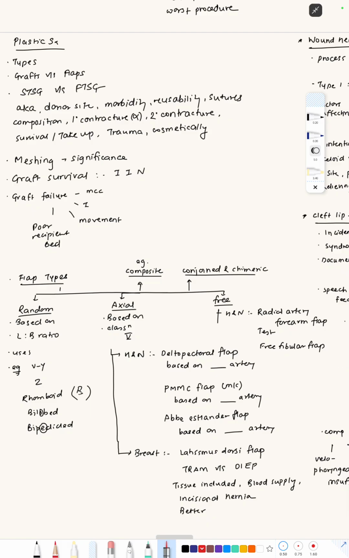Then apart from that, infection can happen. Group B streptococcus infection, then staphylococcus infection are common. Then movement over the graft site, that is shearing force, if it is applied, then also it leads to displacement of the graft, and a poor recipient bed.